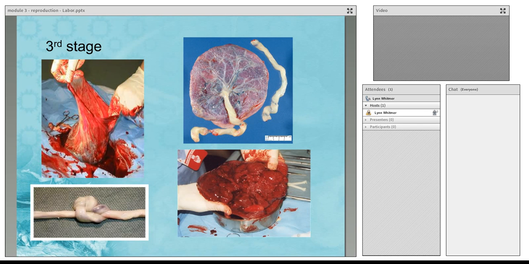And then the lower right picture is the maternal side of the placenta, and you can see all the little lobes or cotyledons that were where the chorionic villi connected for that gas exchange to the baby. You see that the size of the placenta is about 1/3 of the size of the baby.